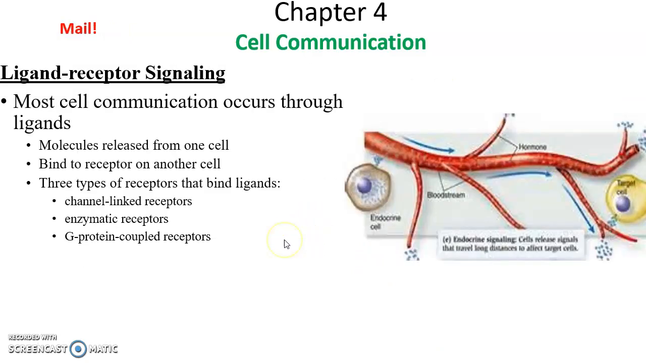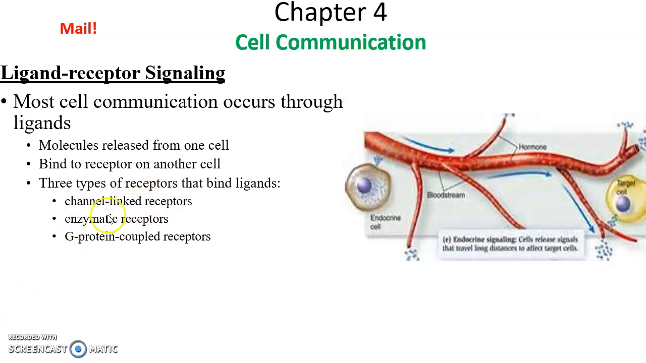And then, of course, communication can be from a distance. Think of it sort of like mail coming in. So ligand receptor signaling, very common. One cell will produce ligands like hormones, and they'll travel through the bloodstream and reach other cells, and those other cells will have receptors that bind to the ligand. So one cell produces the molecules, the other cell has receptors that will bind to it.